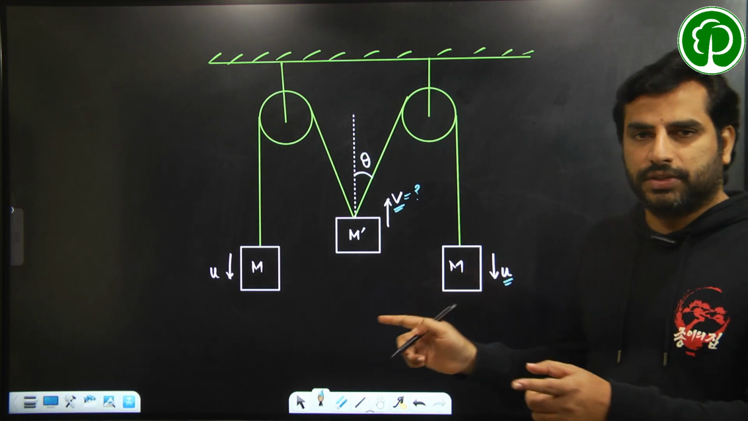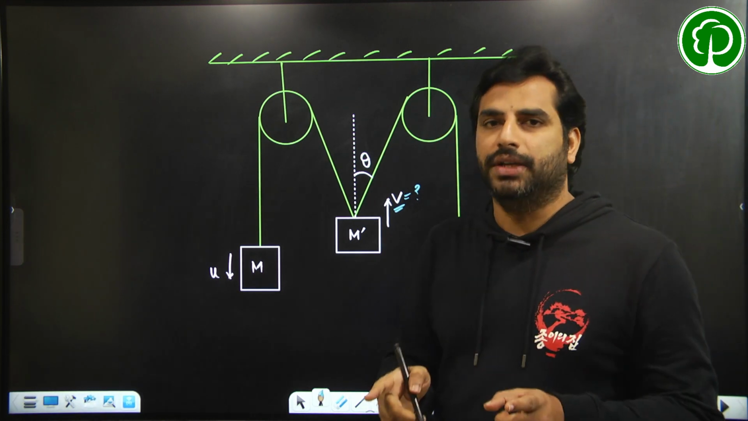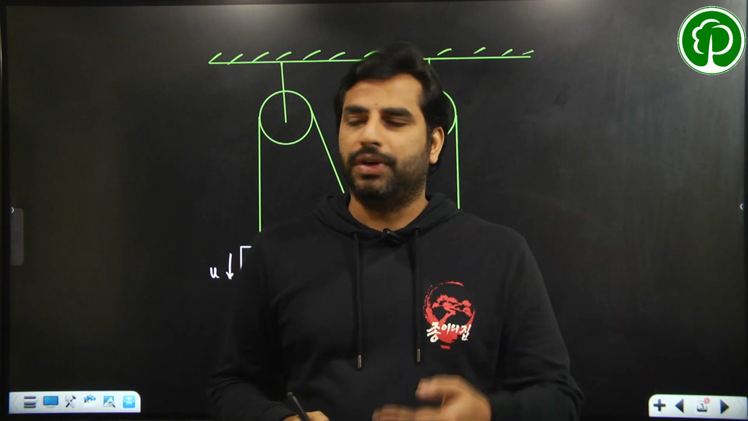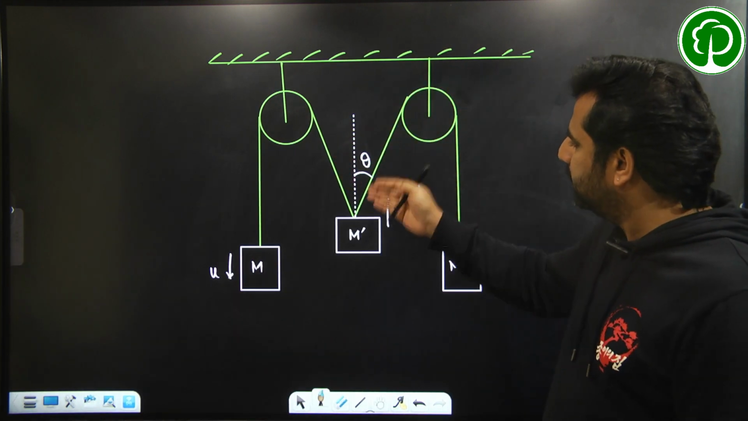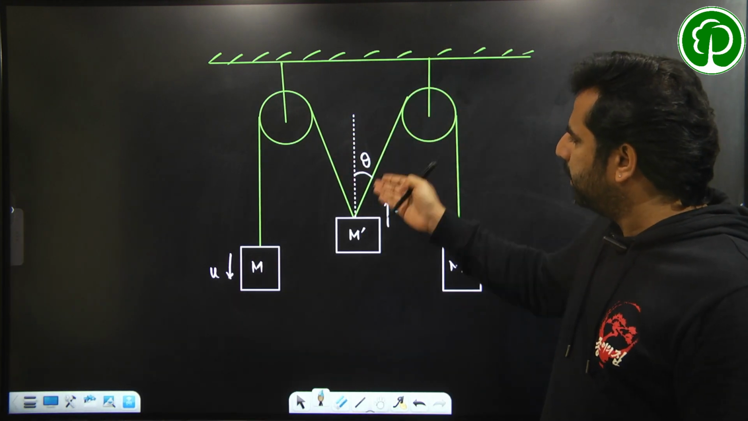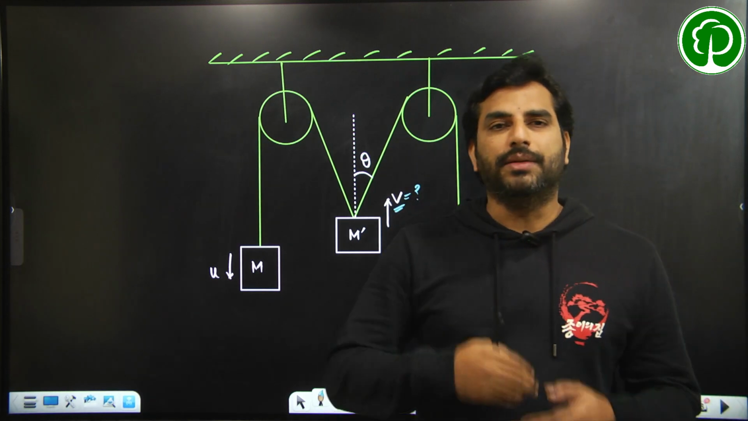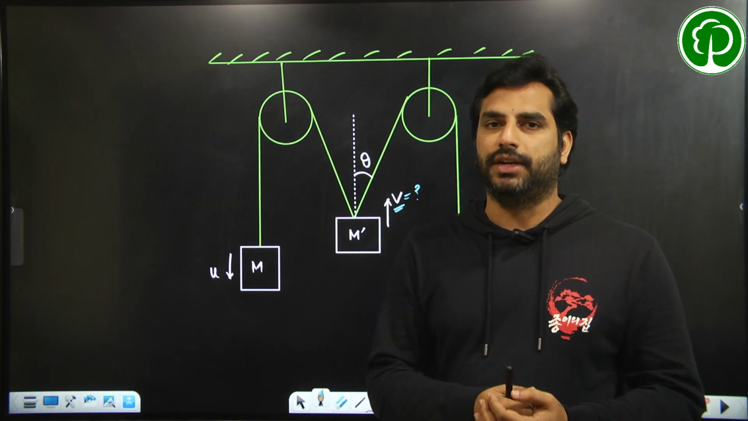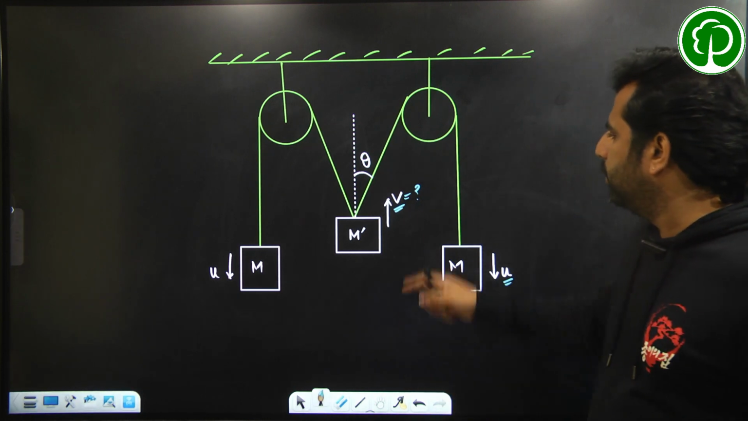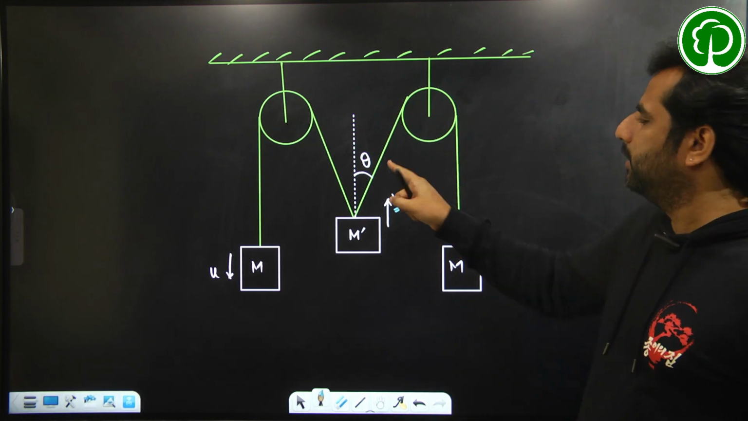The two blocks of mass M each are moving down with a velocity U. At that instant when the string connected to M dash is making angle theta, in terms of theta at that particular instant, how do you find V in terms of U and theta?